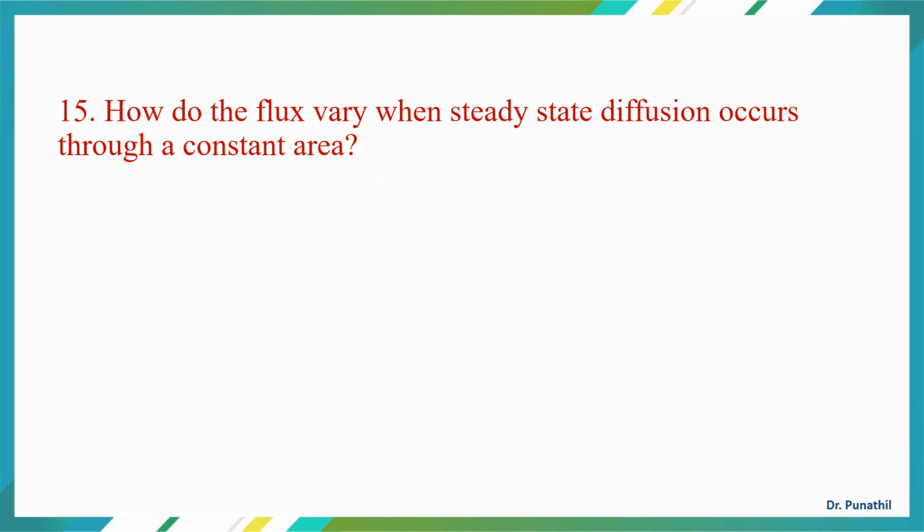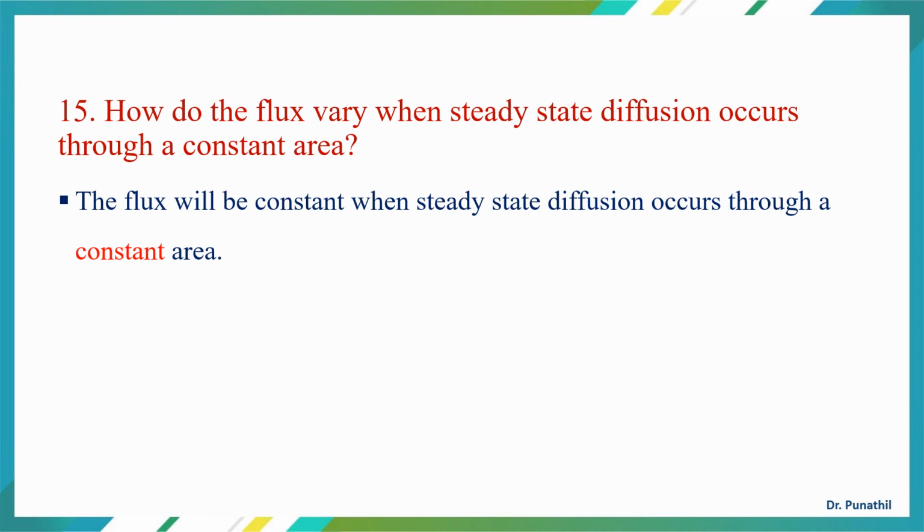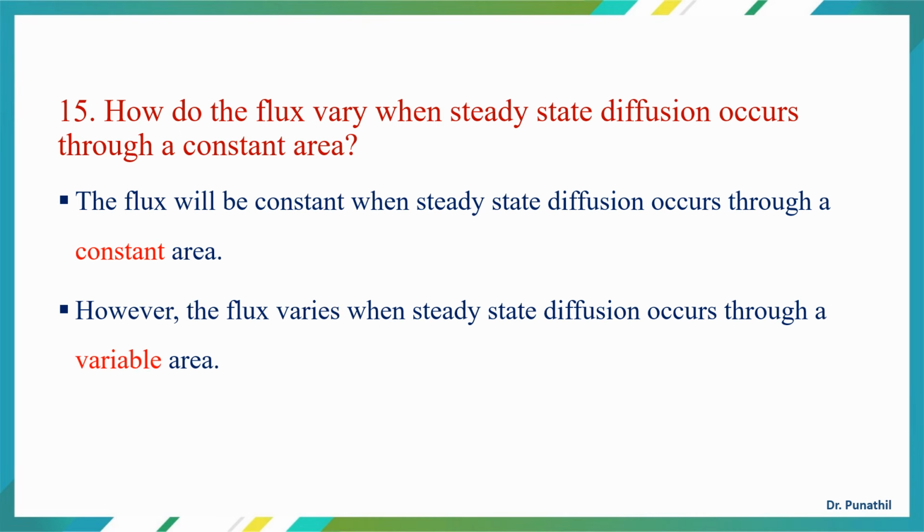How does the flux vary when the steady state diffusion occurs through a constant area? The flux will be constant when steady state diffusion occurs through a constant area. However, the flux varies when steady state diffusion occurs through a variable area.